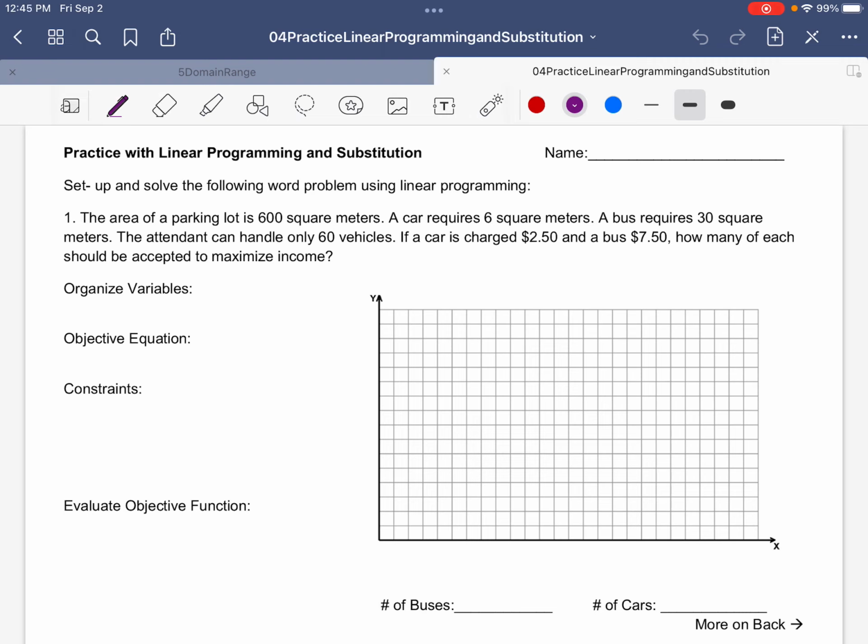Looks like we've got a parking lot, 600 square meters. That's like the size of it. A car requires 6 square meters, a bus requires 30. The attendant can only handle 60 vehicles total. Cars are 250, buses are 750. Basically, what do we want to do?